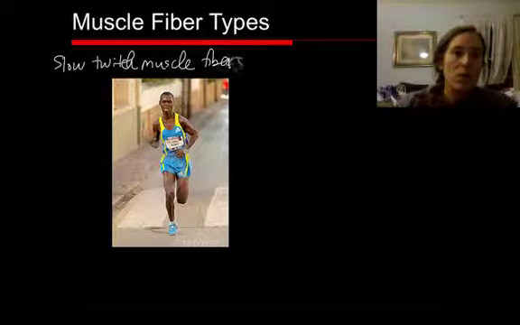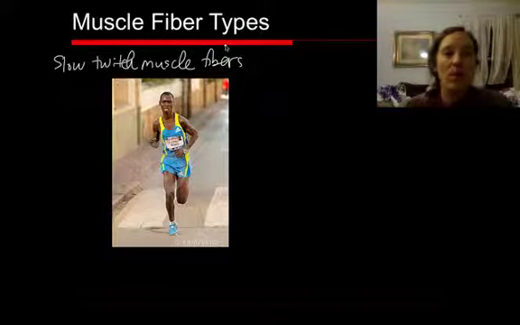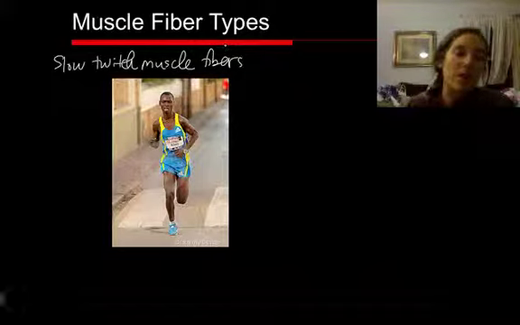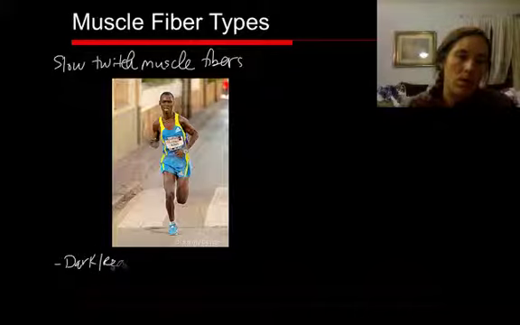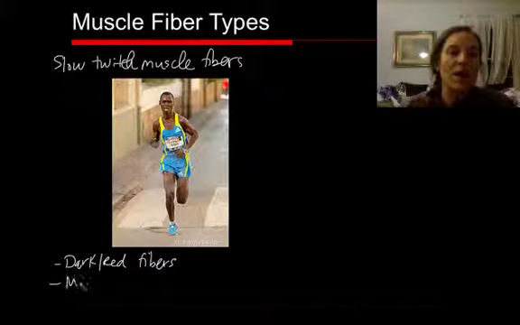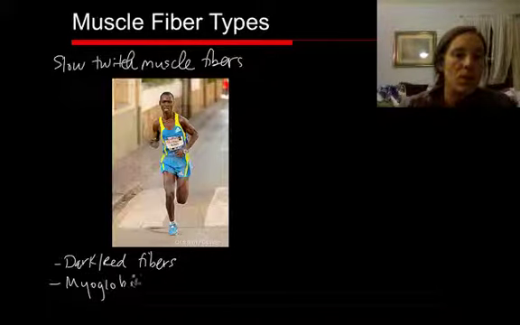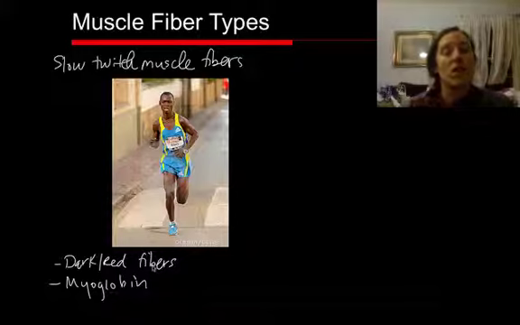And slow twitch muscle fibers you can think about in terms of a marathon runner. These fibers are often called red fibers or dark fibers, and that is because they have an abundance of the pigment myoglobin. And myoglobin is what carries oxygen in muscle cells. So these muscle cells are very well supplied with oxygen.